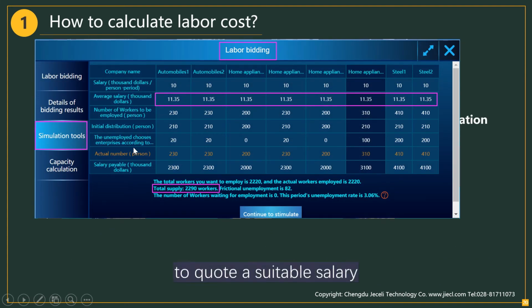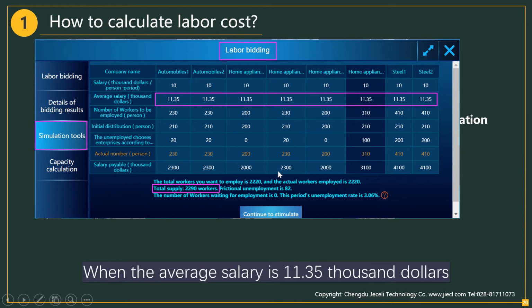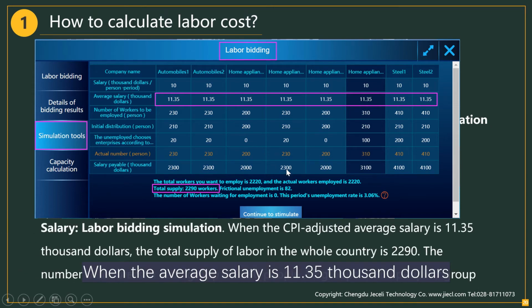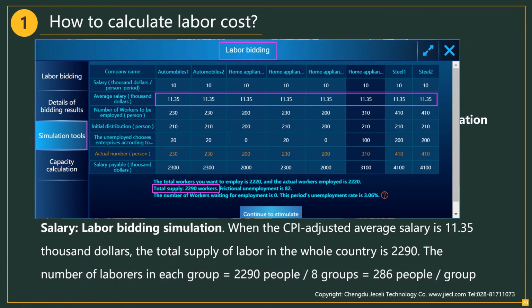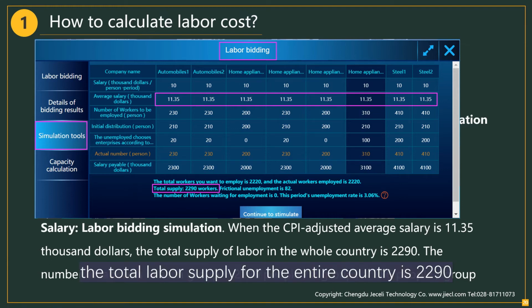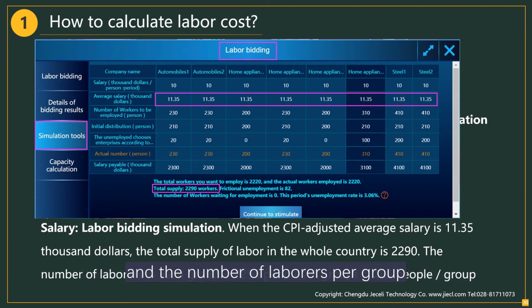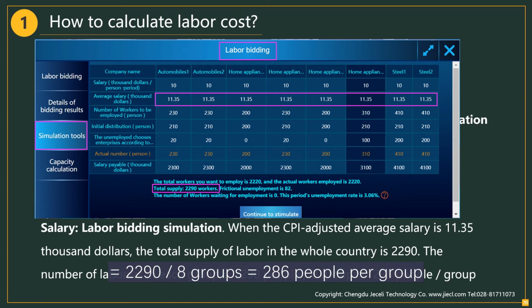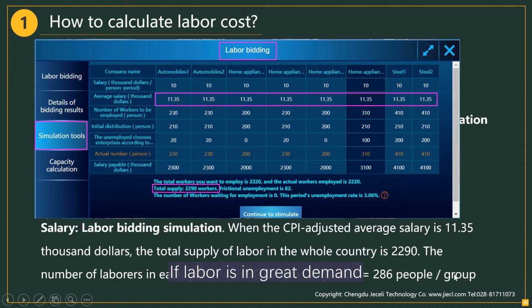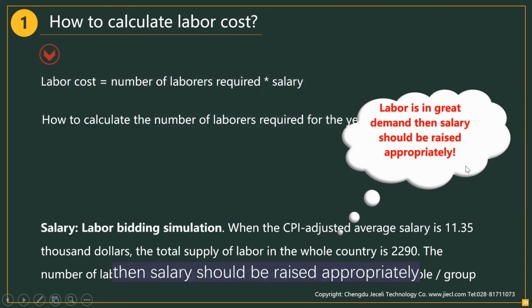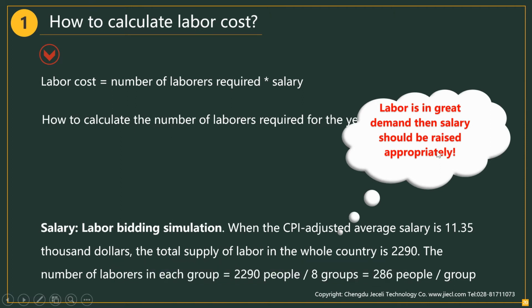To quote a suitable salary: when the average salary is $11.35 thousand, the total labor supply for the entire country is 2,290, and the number of laborers per group is equal to 2,290 divided by 8 groups, which is 286 people per group. If labor is in great demand, then salary should be raised appropriately.